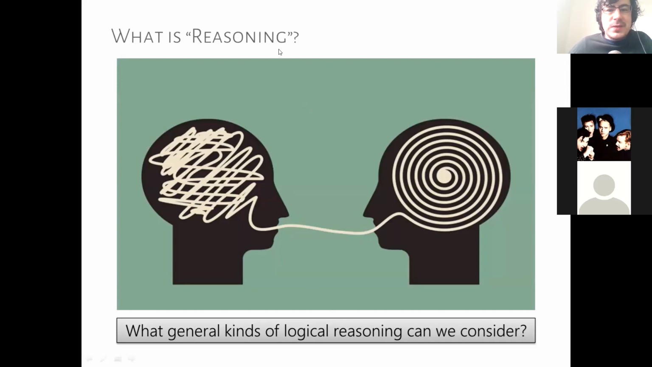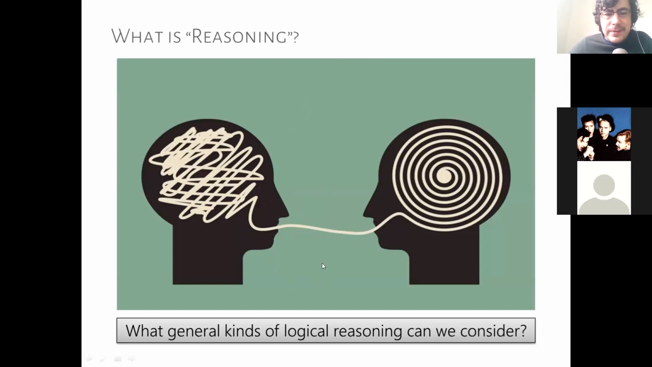So first of all, what is reasoning? What do we mean by reasoning? In a more general context, it relates to deriving conclusions from data, from observations, from premises, from rules, typically in a logical way, but there are different types of reasoning.